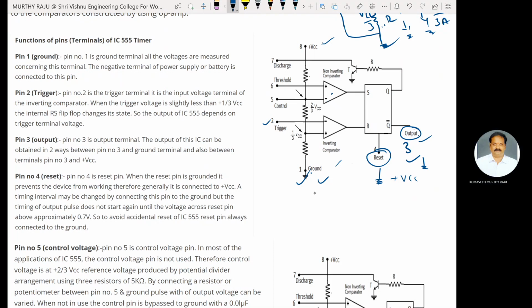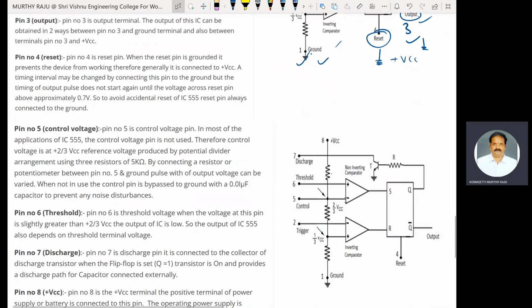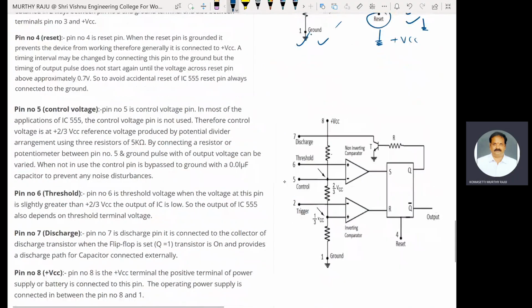Next, pin number 5. Pin number 5 is the control voltage pin. This control voltage overrides the reference voltage of 2/3 VCC. In most applications of the IC 555, the control pin is not used. Therefore, the control voltage is at the 2/3 VCC reference voltage produced by the potential divider.